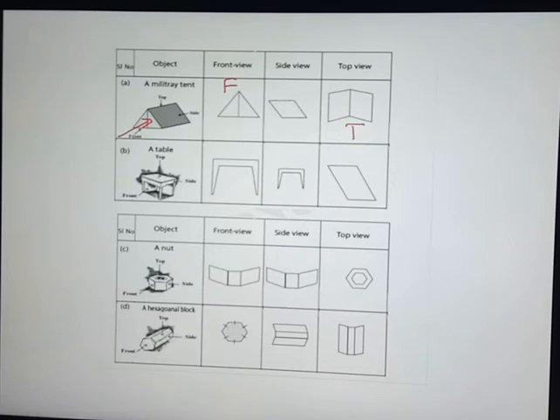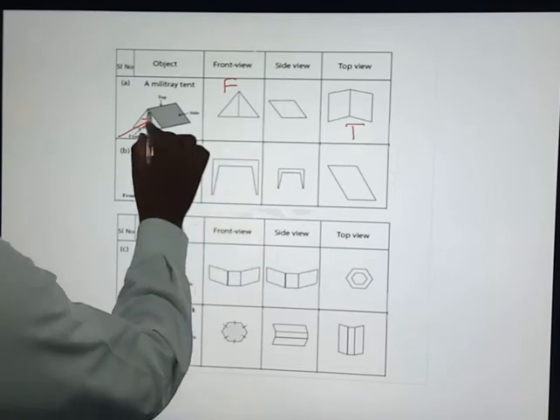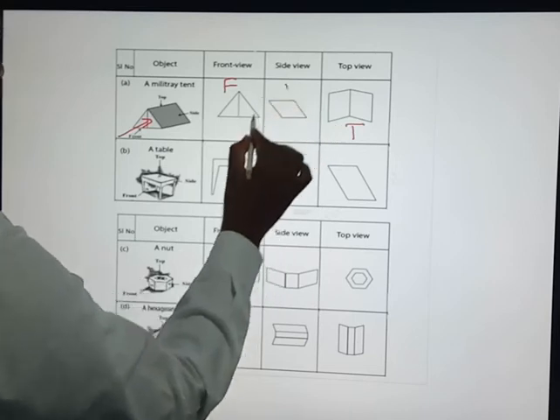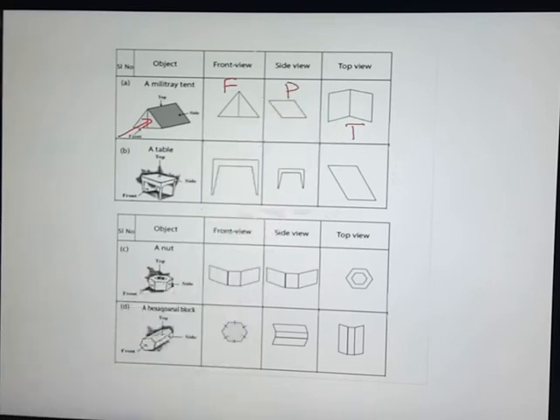Then here, look at this. It's looking like a parallelogram. The side view is looking like a parallelogram. It is a slant slope now, that's why. Looking very slanted, that's why it is looking like a parallelogram.